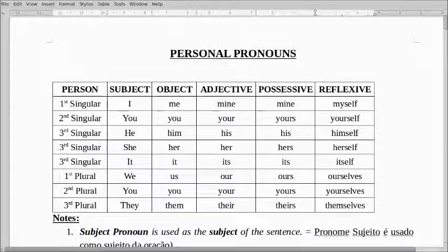The adjective pronouns give a quality for the person.